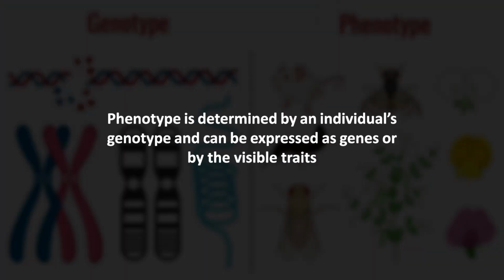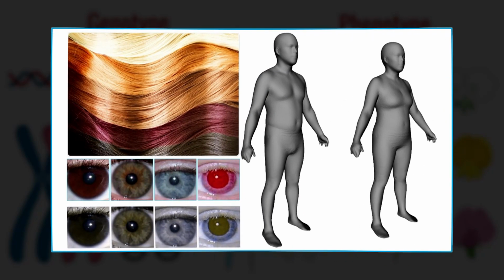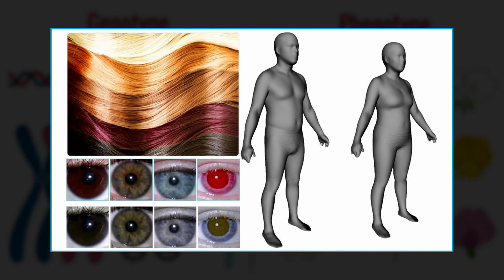Organisms may look the same but still may not have the same genotype. One can determine the genotype by biological tests. On the other hand, the phenotype is determined by an individual's genotype and can be expressed as genes or by visible traits such as hair color, eye color, body shape, height, etc.